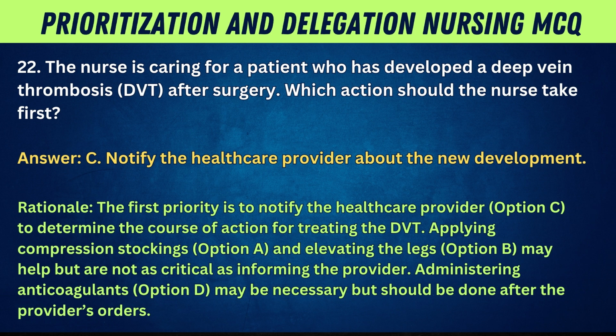Rationale. The first priority is to notify the healthcare provider, option C, to determine the course of action for treating the DVT. Applying compression stockings, option A, and elevating the legs, option B, may help but are not as critical as informing the provider. Administering anticoagulants, option D, may be necessary but should be done after the provider's orders.